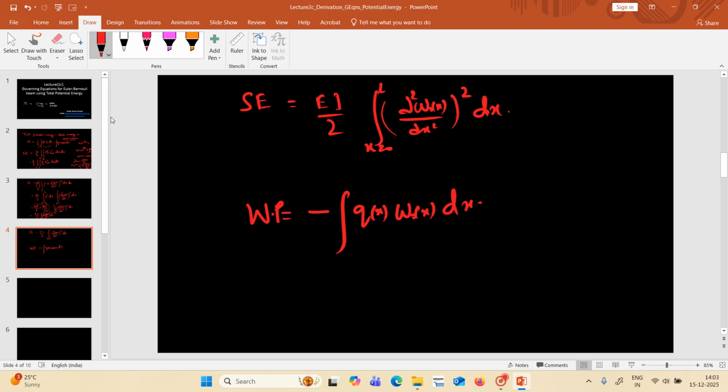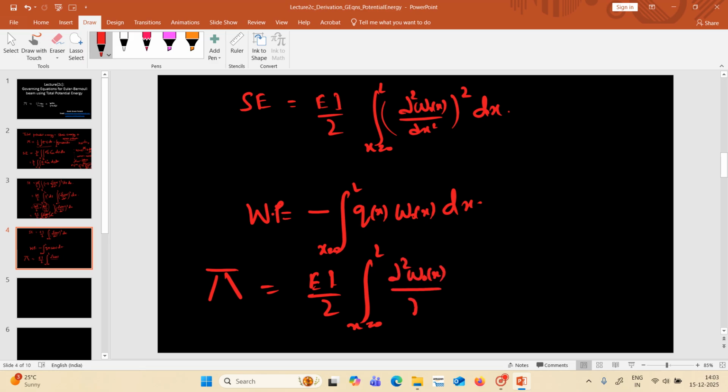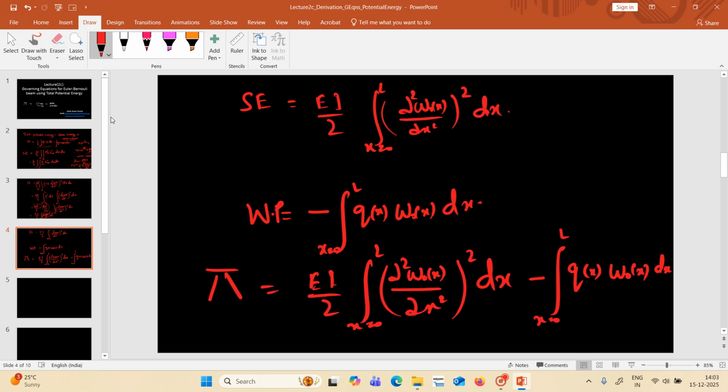So now the total potential energy, also from x0 to xL, is the sum of the strain energy, that is EI by 2 integral x 0 to L, del 2 W naught of x by del x square, whole square dx, minus integral x 0 to L Q of x W naught of x dx. Okay. Now we got the total potential energy. This is the total potential energy, the sum of the strain energy plus work potential. Now what to do?